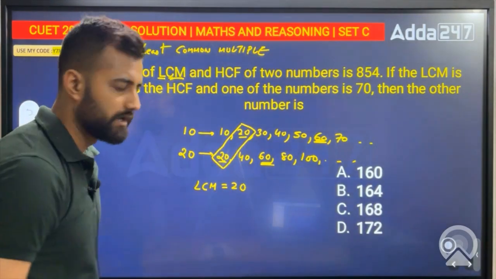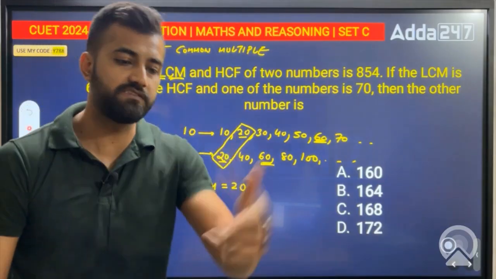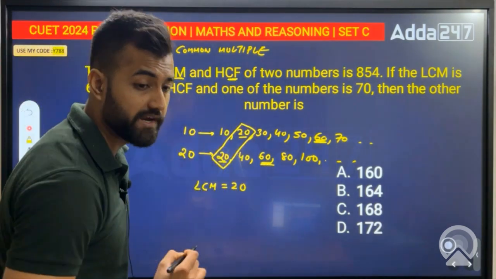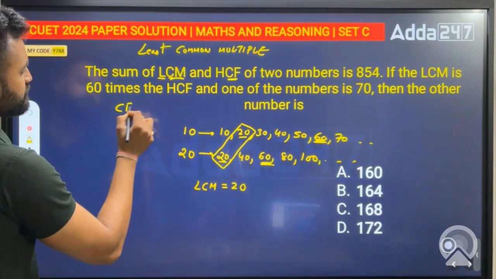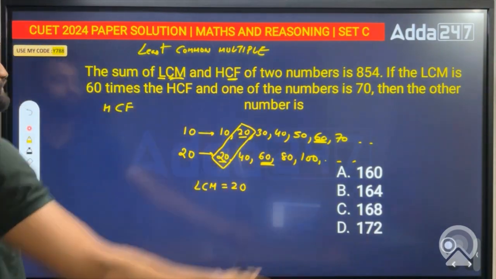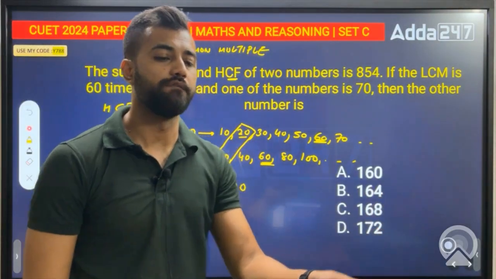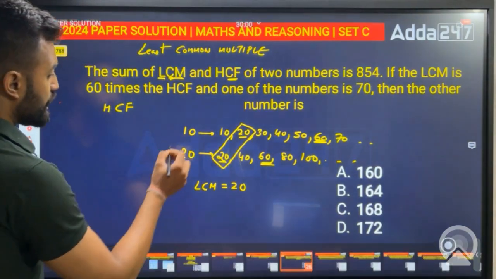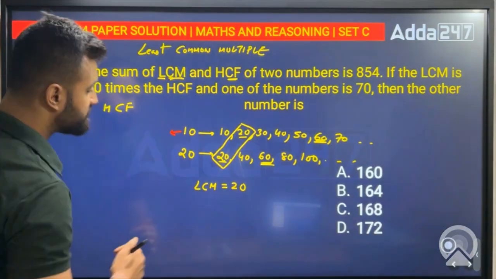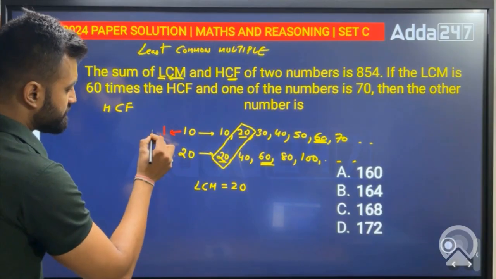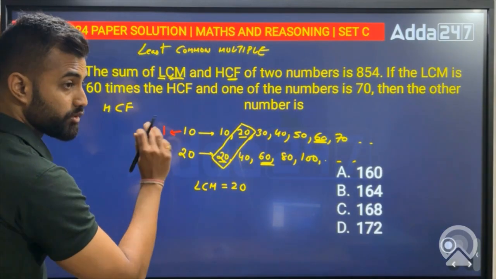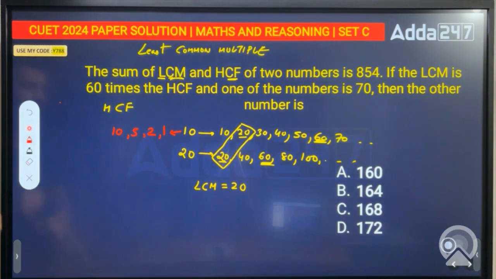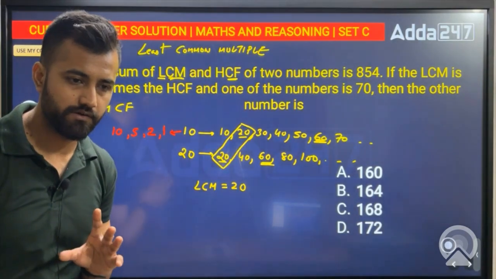Now, in the same case, if I ask you to find the HCF, what is HCF? CF means common factor, and H means highest common factor. That means the highest number which can divide 10 and 20. For this I am writing with a red color. 10 is divisible by what number? 10 is divisible by 1. 10 is divisible by 2. 10 is divisible by 3, no. 4, no. 5, yes. And 10 is divisible by 10 itself.